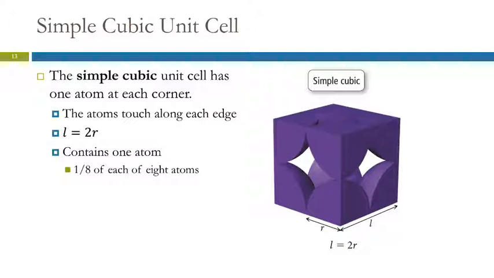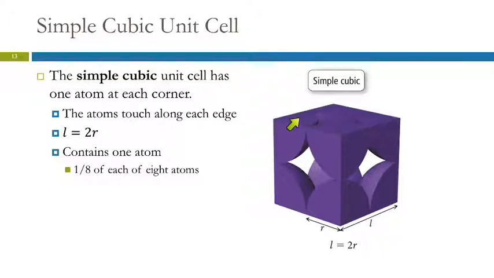So we'll start with the simple one, simple cubic unit cell. So here we have one atom at each corner of a cube. A cube has 8 points, right? 8 corners. And at each of these corners is 1/8 of an atom.